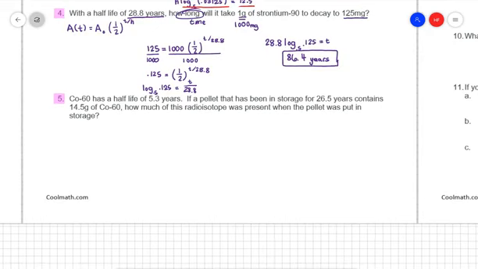Number 5, Co-60 has a half-life of 5.3 years. If a pellet that has been in storage for 26.5 years contains 14.5 grams of Co-60, how much of this radioisotope was present when the pellet was put in the storage? So we're trying to find the initial amount.